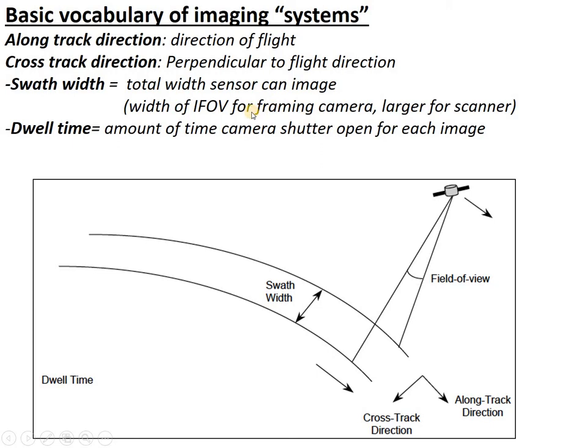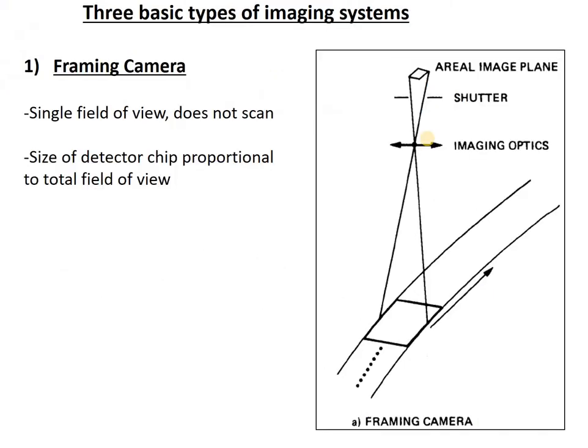If you're working with a framing camera, the swath width might be equal to your instantaneous field of view. If you're working with a Whiskbroom or Pushbroom, the swath width is going to be larger than that instantaneous field of view. Another important idea is the dwell time. This is the amount of time the camera shutter can stay open for each image, how long it can dwell on a specific pixel or image. So there's three basic types of imaging systems.